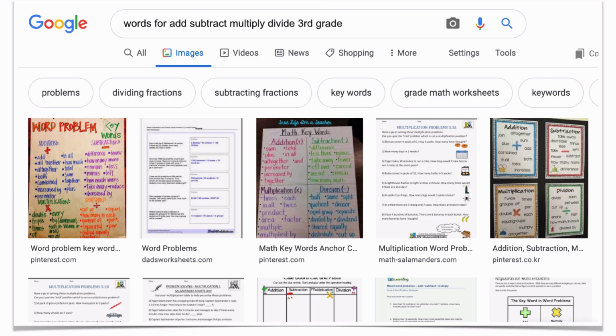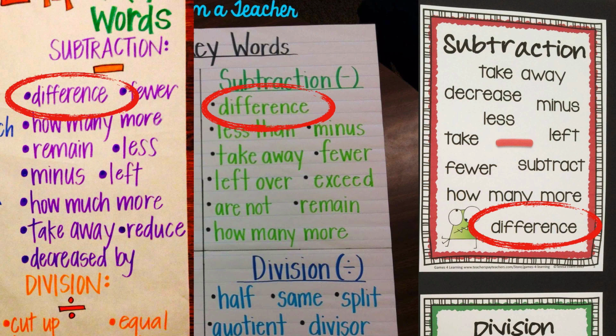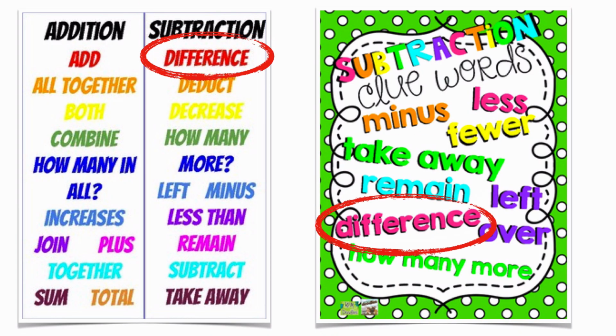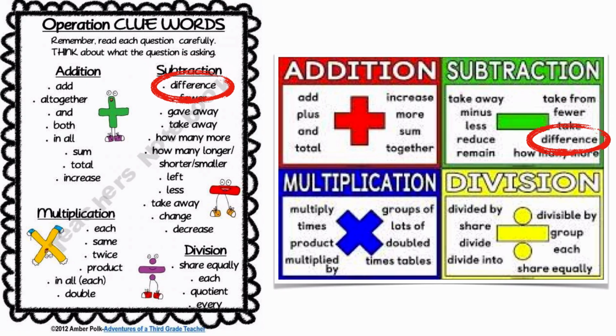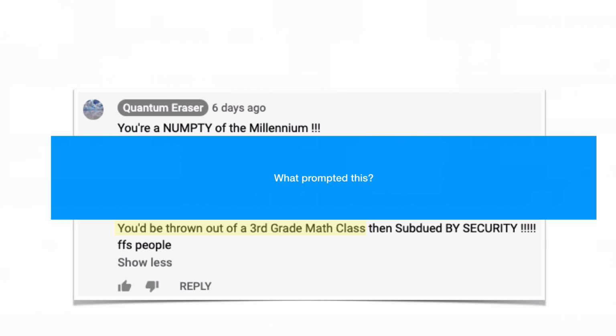So I started thinking about what kids learn in third grade. I just did a Google search: words for add, subtract, multiply, divide in third grade. The first 5 links had these 3 really nice posters, 2 of them handmade. I kept seeing this word come up, the word difference, and it was always under the subtraction column. Difference, difference, difference. Here are more posters for classrooms. Difference, difference. The poster on the left is literally from Adventures of a Third Grade Teacher. Every time, the word difference meant subtraction.